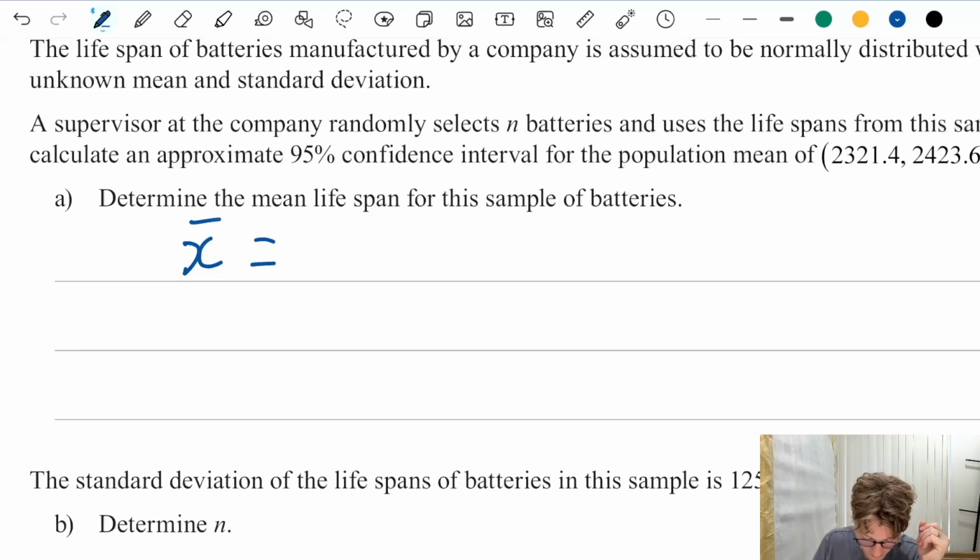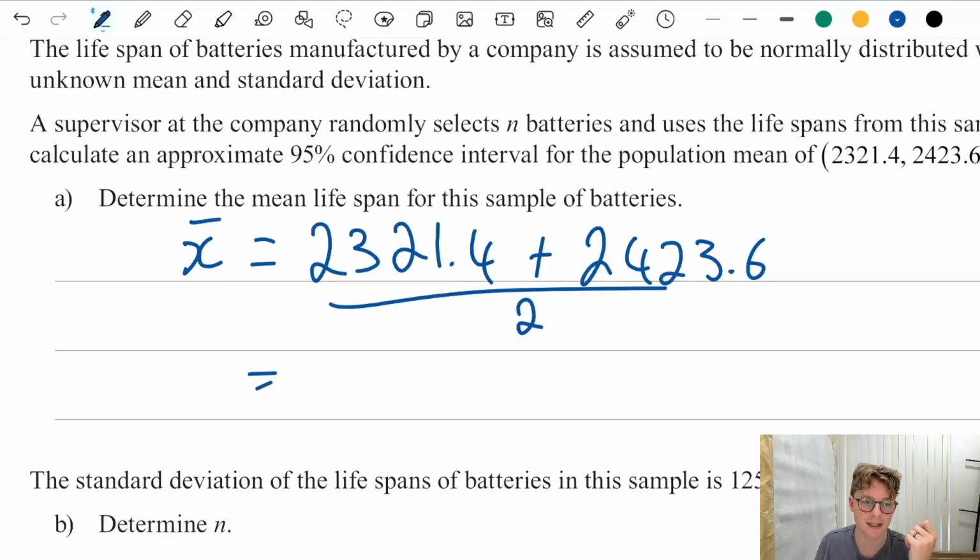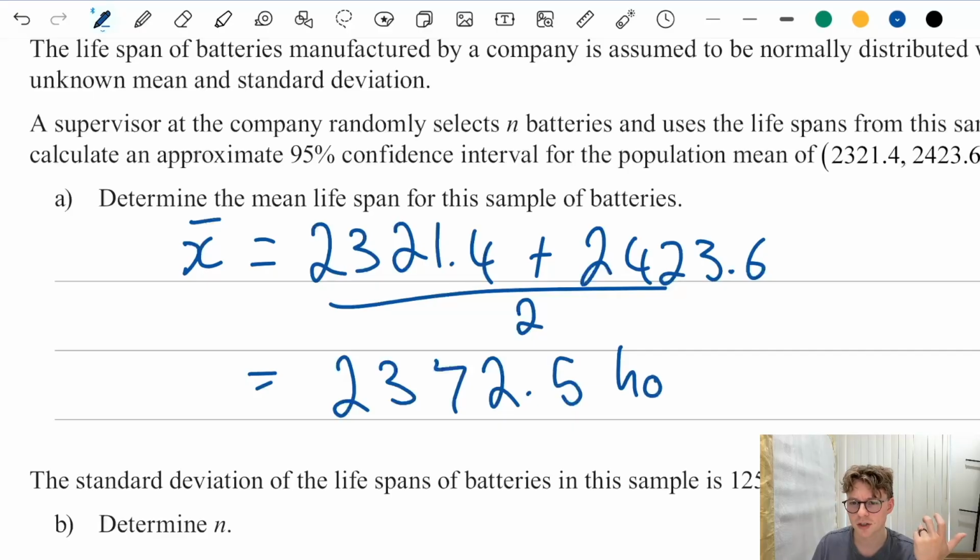I don't really need brackets, I'm just going to write it out, 2321.4 plus 2423.6, all divided by 2. Calculator buttons, and where are my calculator buttons? So I can just do this very quickly, and I'm going to get an answer of 2372.5.